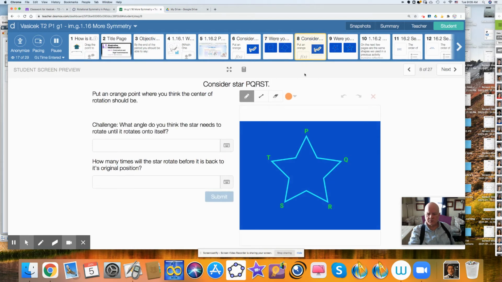And then we had this one. This one I found really interesting because several people said, well, there's 5 points to this star. So there's going to be 5 ways that you can rotate it and land on itself around this center.